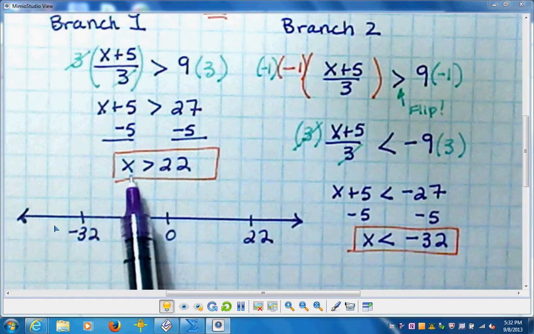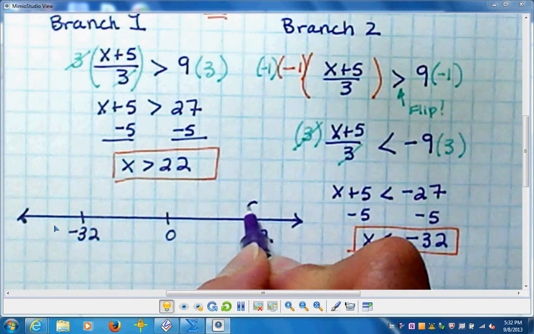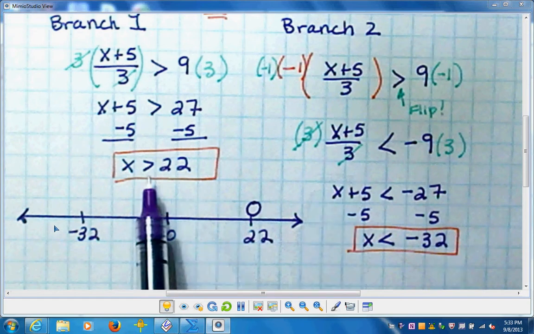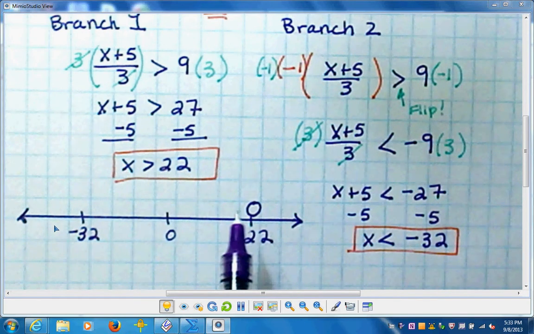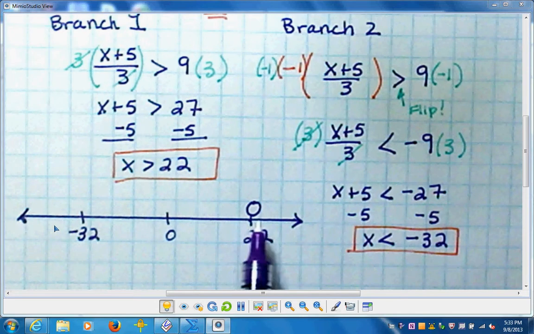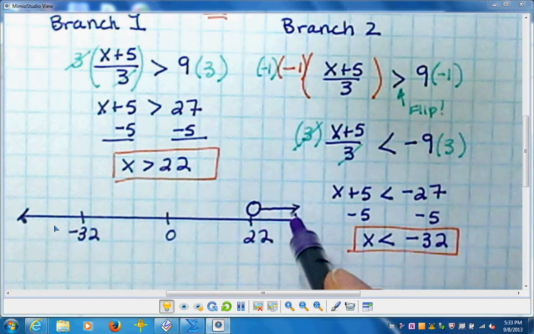So let's look at this one. x is greater than 22. Well, here's 22. Notice there's no equal bar there, so this is going to be an open circle. x is greater than 22. Well, here I am at 22. Which way is greater? 21, 20, or 23, 24, 25? Well, this side's greater. So I'm going to go that way.